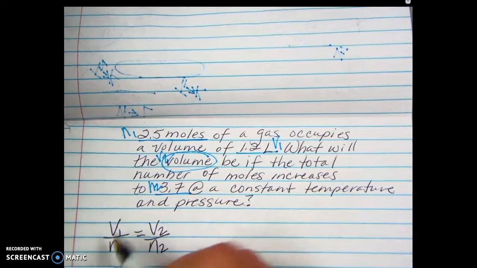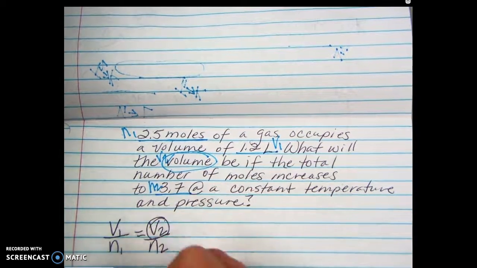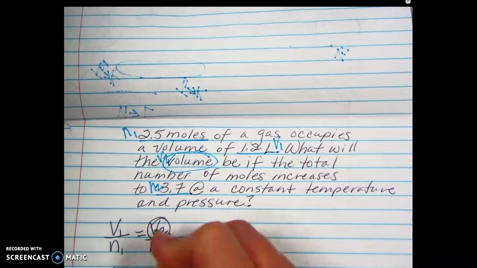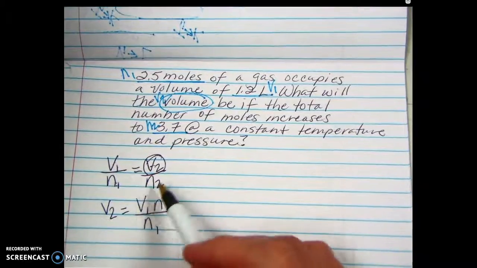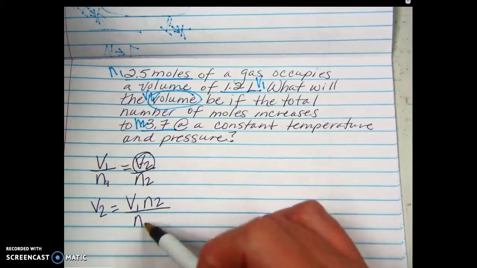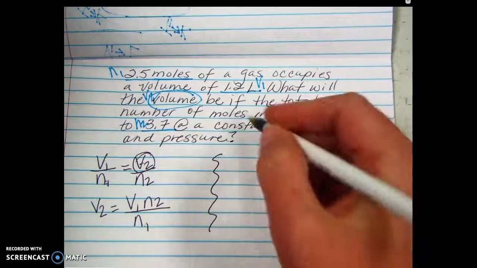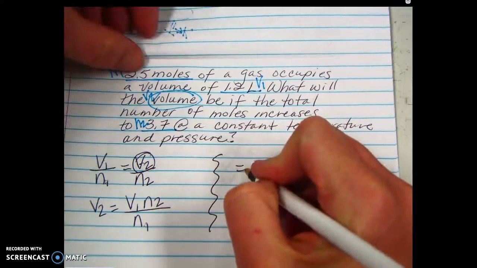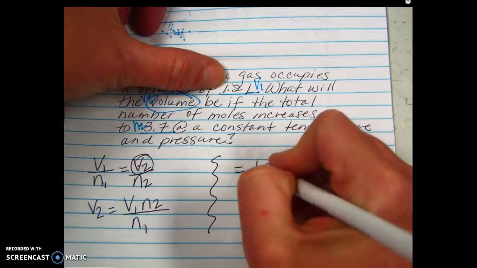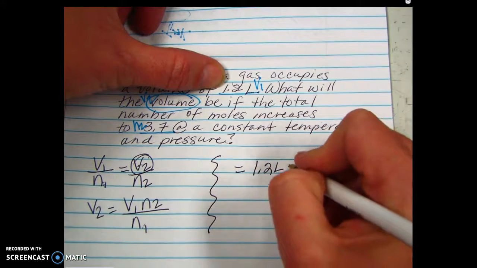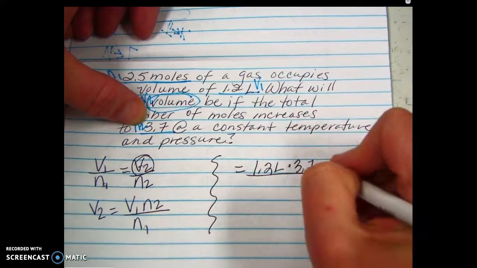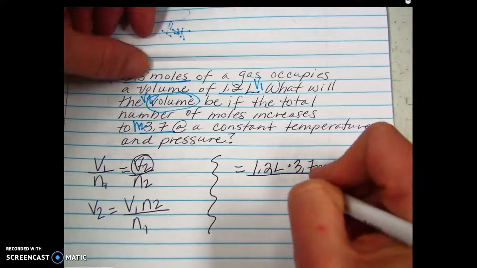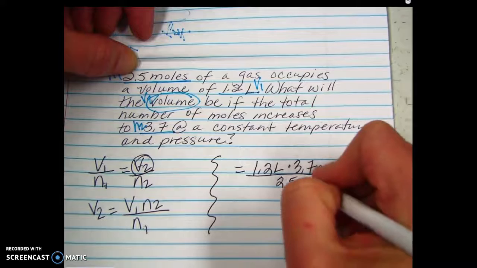Avocados are very nutritious. We're looking for V2. We circle it, put it by itself. Anything the unknown would multiply with becomes my denominator. The rest is my numerator. Okay, so anything my unknown will multiply with becomes my denominator. Now we're just going to substitute the information in. We have V1 is 1.2 liters. No need to change that. Times 3.7, my N2 moles, divided by my initial number of moles, 2.5 moles.